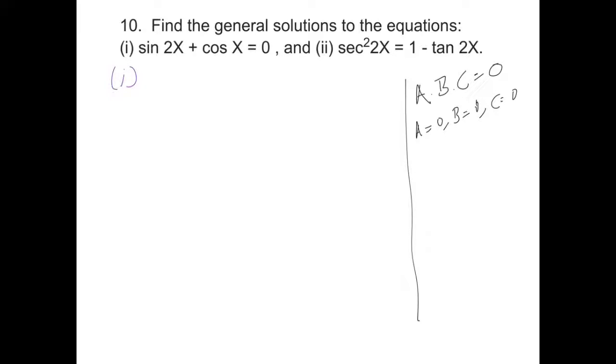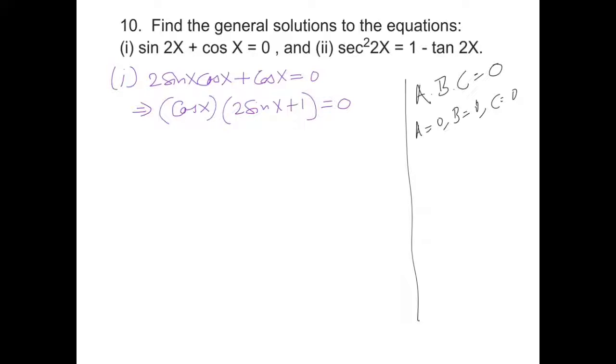So in part 1 we can write the equation as 2 sine x cos x plus cos of x equals 0, and that becomes cosine of x multiplied by twice of sine of x plus 1 equals 0. Now the product of these two functions would be 0 if either of them is 0. So this implies that either cos x is 0 or 2 sine x plus 1 is 0.